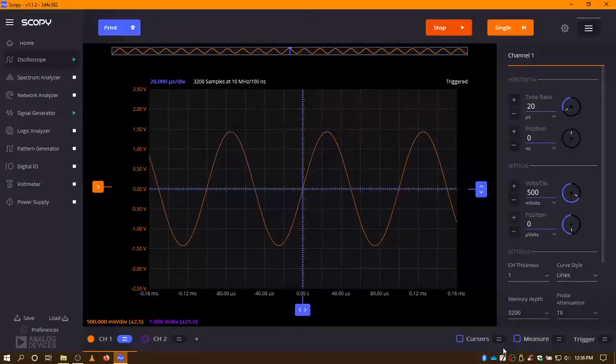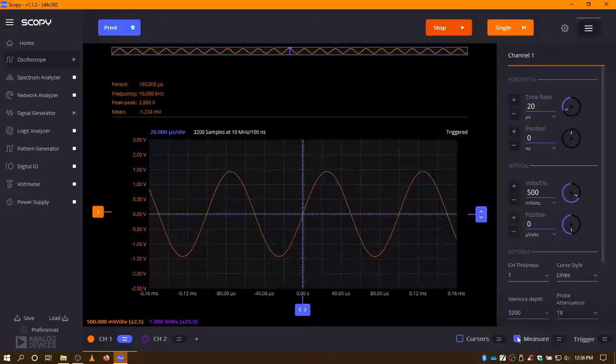So what you can do now is find out the specific information. You can click on the measurement feature. By default, it'll give you the period, the frequency, the peak-to-peak amplitude, and the mean voltage. And we see we do have our frequency of 10 kilohertz with a peak-to-peak amplitude of 2.86, and it's kind of noisy there for the numbers, close to what we set for.